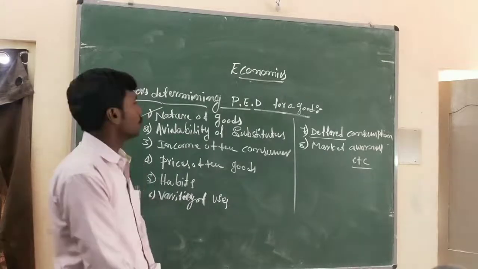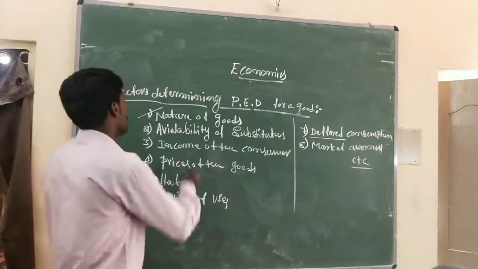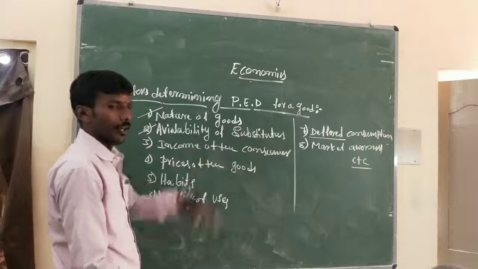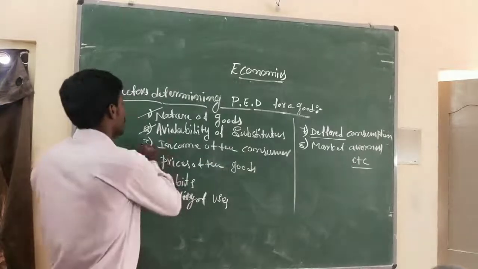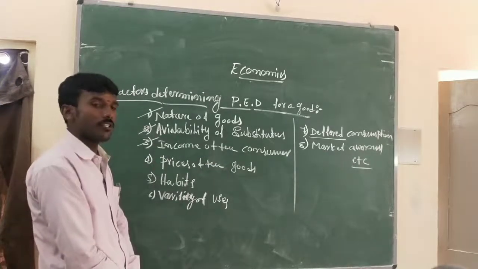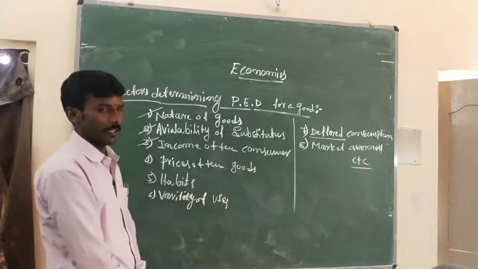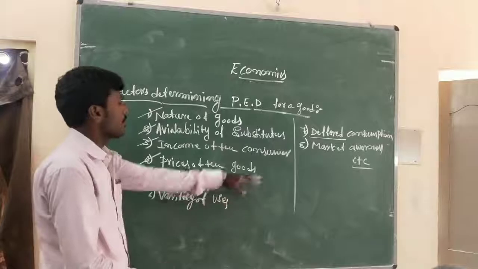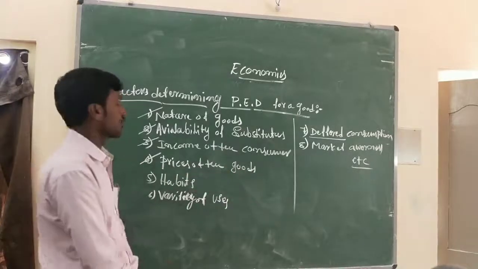The second one is availability of the substitutes. The third one is income of the consumer. The fourth one is the prices of the goods.